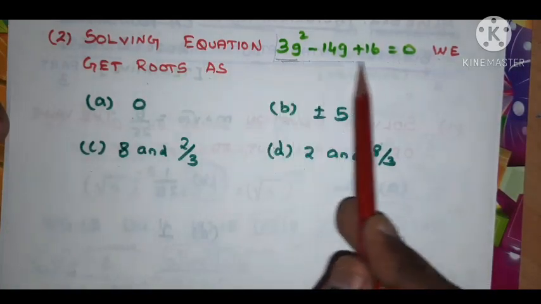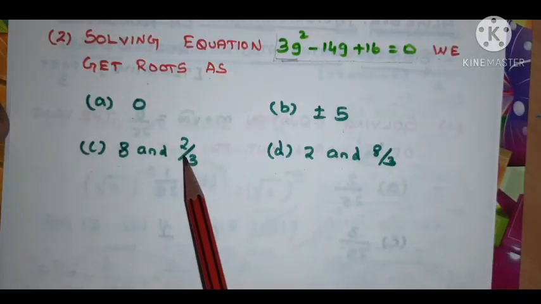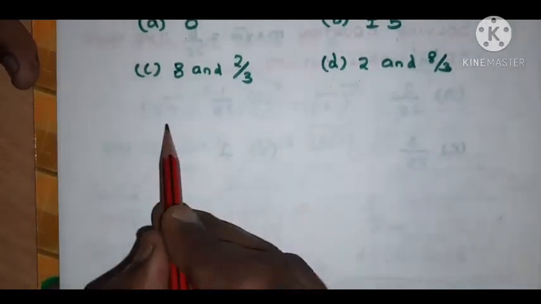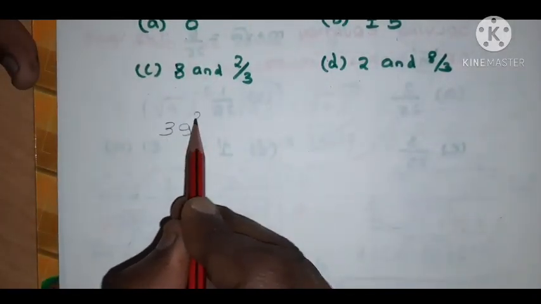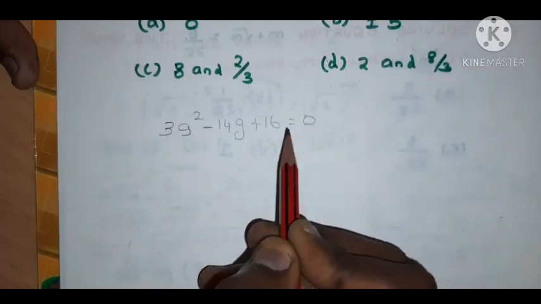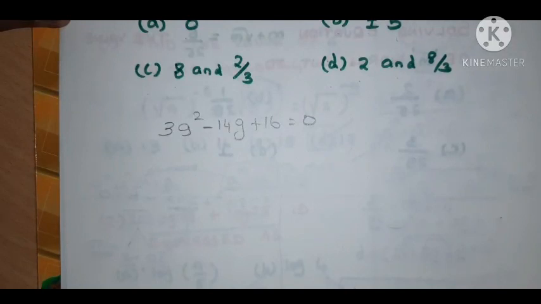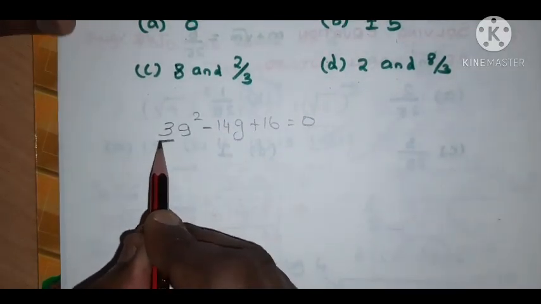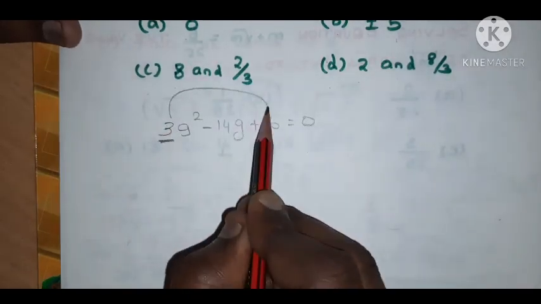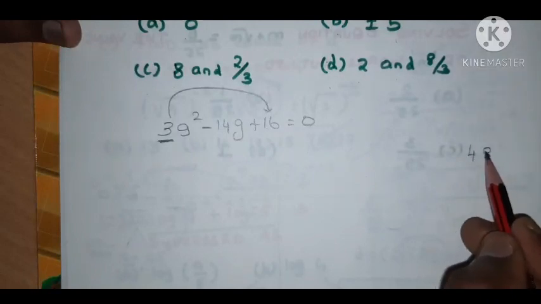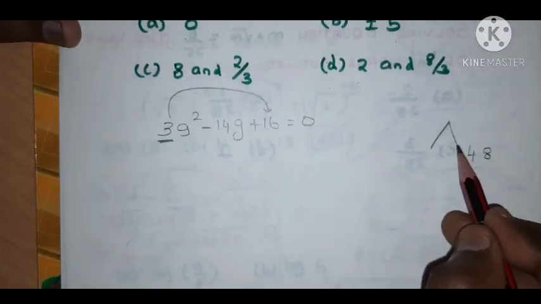So the given expression is 3g squared minus 14g plus 16 is equal to 0. Now I'm going to write the expression: 3g squared minus 14g plus 16 is equal to 0. It's a direct factorization method, so you can easily work it out, right? Now look at the square term. The square term has a number, so we need to multiply this number with the constant. Hence 3 into 16 is 48.